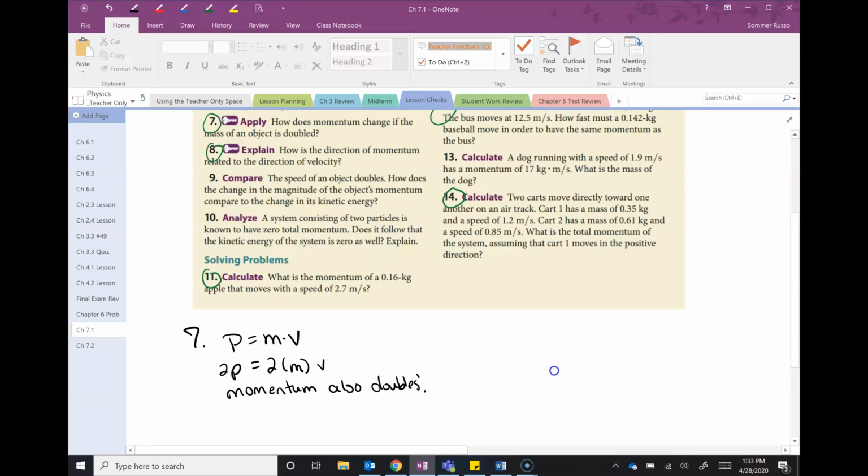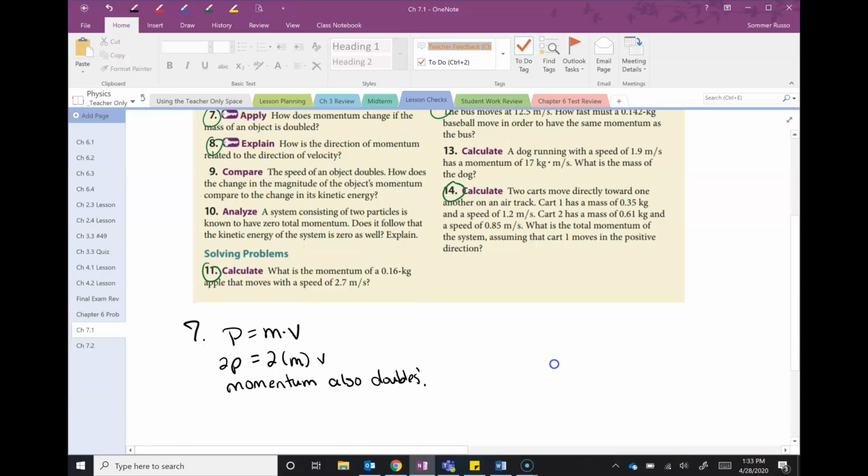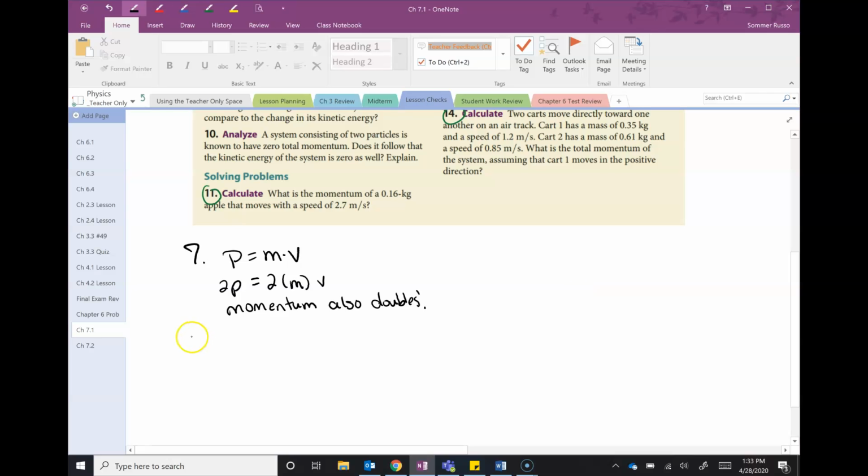Number 8, how is the direction of momentum related to the direction of velocity? Well, as we talked about in the lecture, both momentum and velocity are vectors, which means they have both a magnitude and direction. Based again on this equation we talked about before, that momentum is equal to mass times velocity, the direction of momentum comes from the direction of velocity. So momentum and velocity point in the same direction.